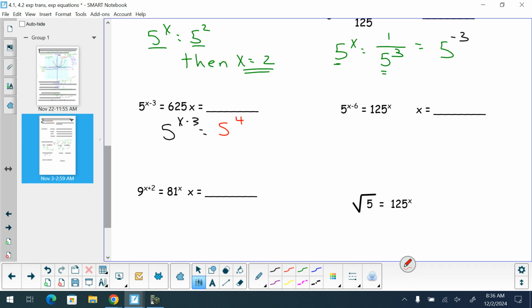So now if I have a like base, the exponents must be equal. So x minus 3 must equal the value of 4. So x equals 7.